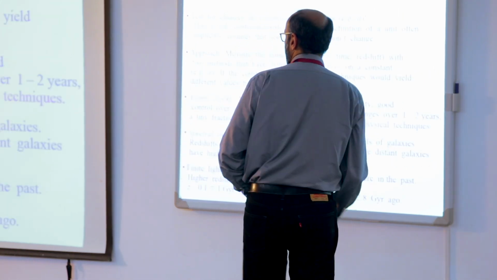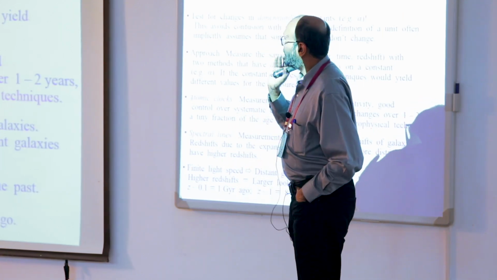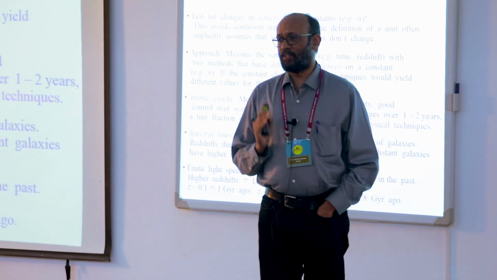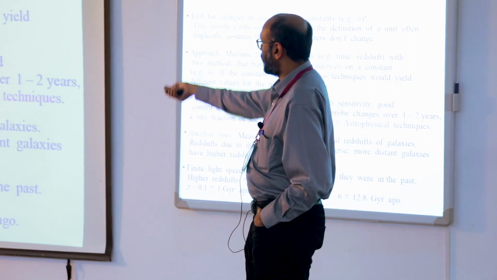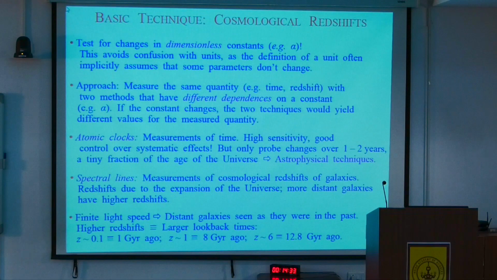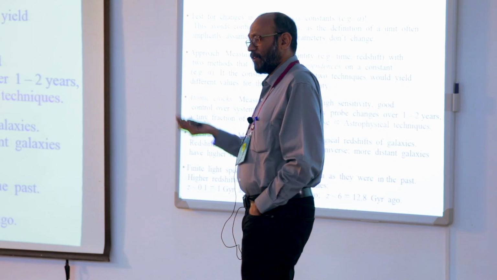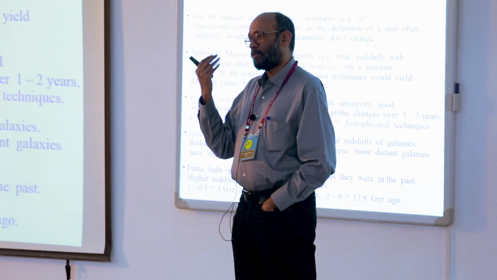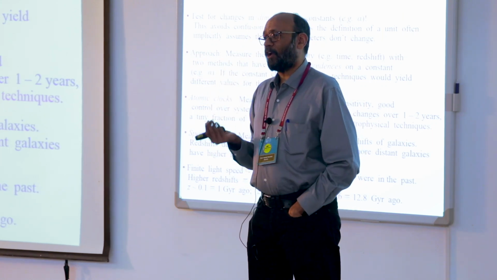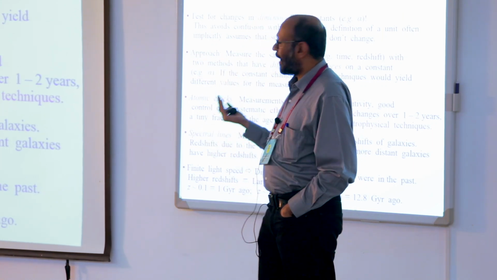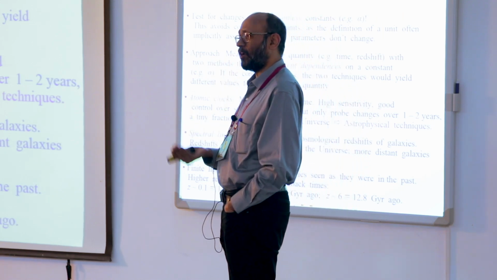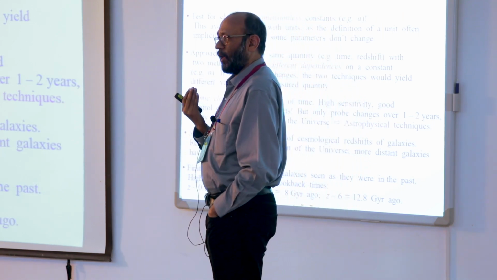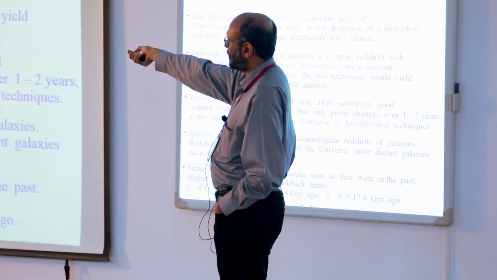Okay, so how do you go about this? The first thing to take home is that you must test for changes in dimensionless constants. So for example, alpha, or the ratio of the particle masses, and this avoids confusion with units, because the definition of a unit often implicitly assumes that a parameter doesn't change. For example, the definition of the kilogram was changed recently, last year, so as to include the assumption that the Planck constant doesn't change. The speed of light has been assumed to be constant in the definition of the meter. So you want to work with dimensionless quantities.